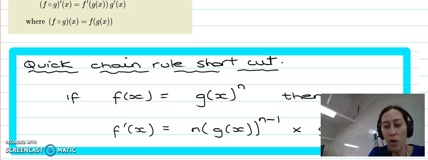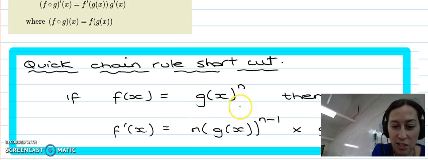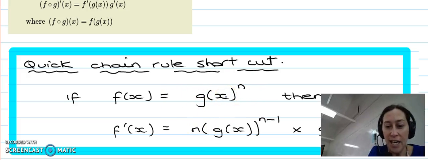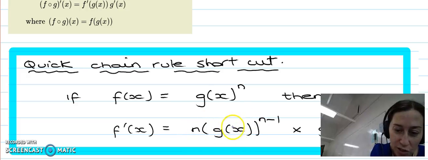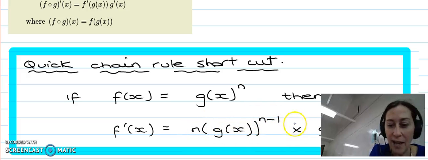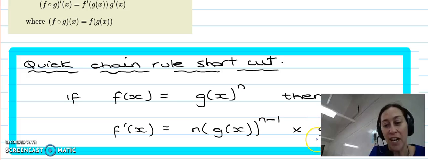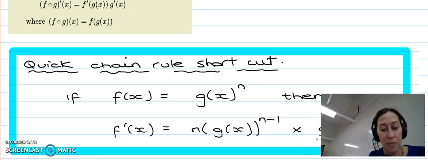As you can see, what's happening here is there's our function, g(x) to the power n, and we bring the n down, keep the function the same, reduce 1 off the power, and then multiply by the derivative of the bracket, which I'm calling g dash of x. Alright, and that's pretty much all you need to know about the chain rule.